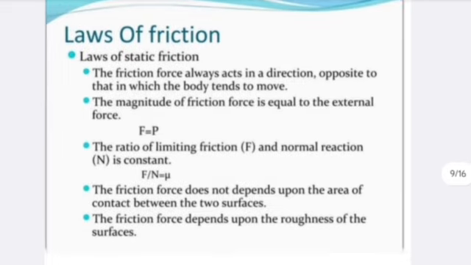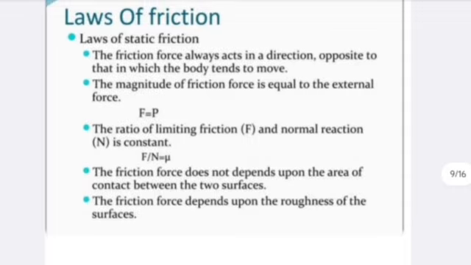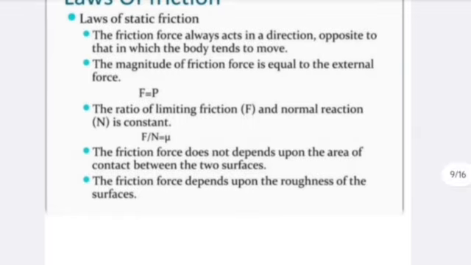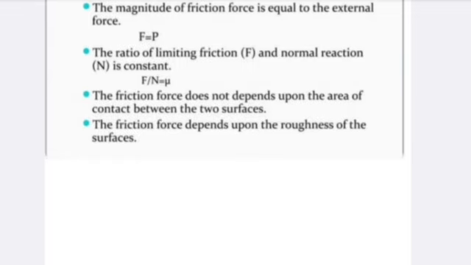Next is laws of friction. Laws of static friction. The friction force always acts in a direction opposite to that in which the body tends to move. The magnitude of friction force is equal to the external force, F is equal to P. The ratio of limiting friction F and normal reaction N is constant, F by N is equal to mu. The friction force does not depend upon the area of contact between the two surfaces. The friction force depends upon the roughness of the surfaces.